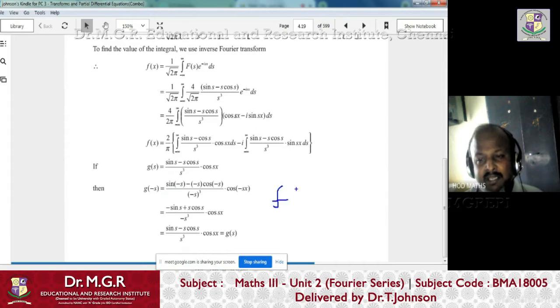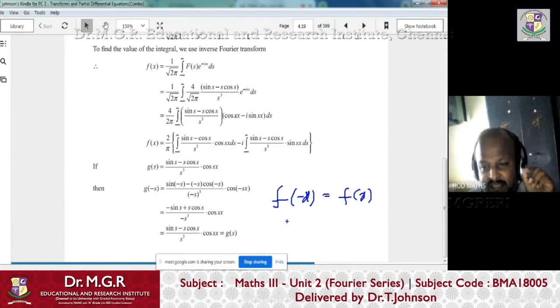So it is something like, if you put f of minus x is f of x itself. Even if you change x as minus x, the function value for f of minus x is same as f of x. What is the meaning of this? This is the definition of an even function.